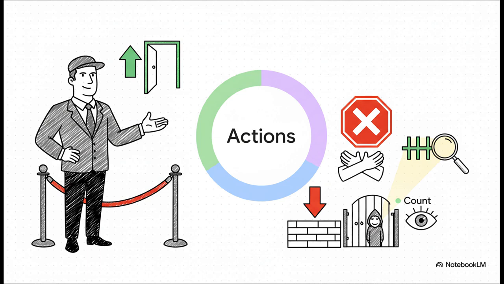So the bouncer finds a match. Now what do they do? Well, they've got three main moves. They can allow the request. Yep, you're on the list, come on in. They can block it. Sorry, you're not getting past me. Or, and this is super clever, they can count it. This is like letting someone in, but making a note and keeping a really close eye on them.